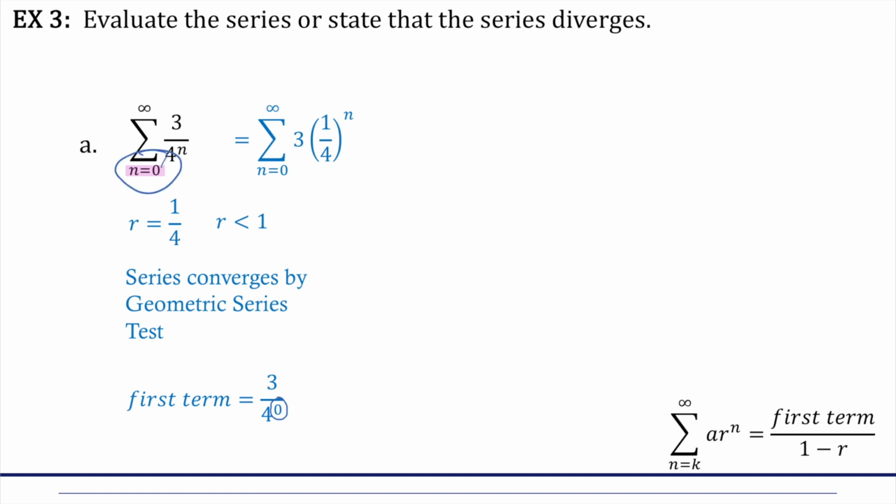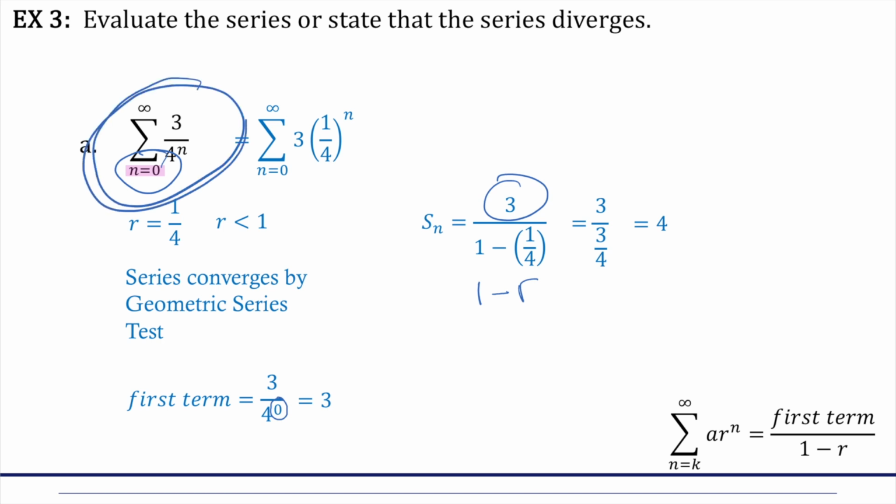So 3 over 4 to the 0, that's just 3. So I take my first term and divide it by 1 minus r. So that's 3 over 3/4, which is 4. So if I add up all of these terms to infinity, I get 4.